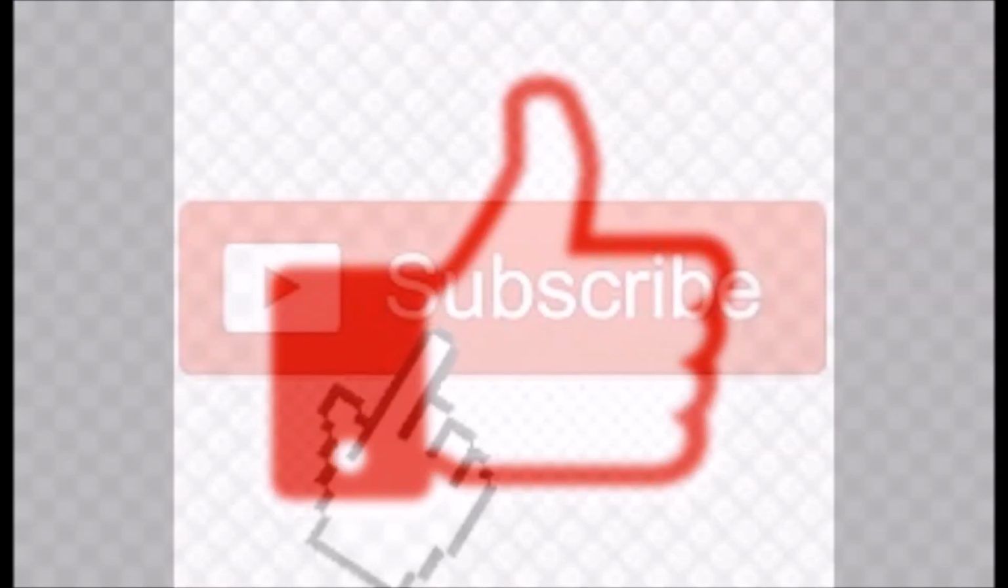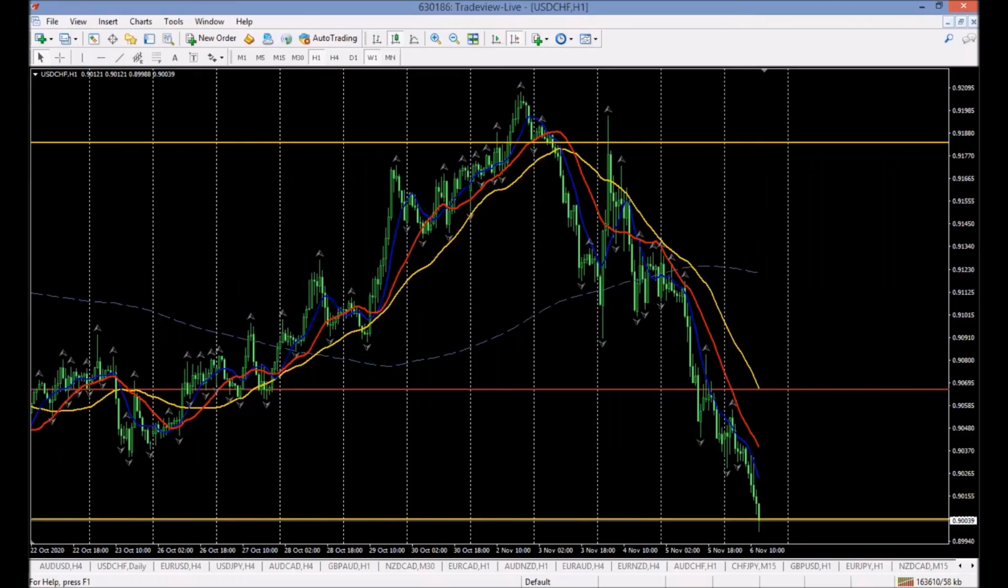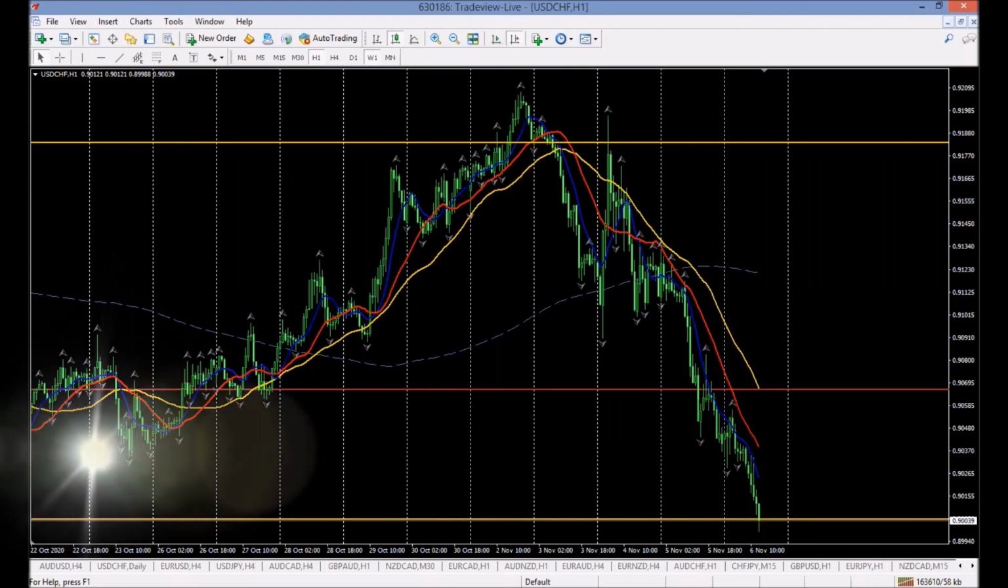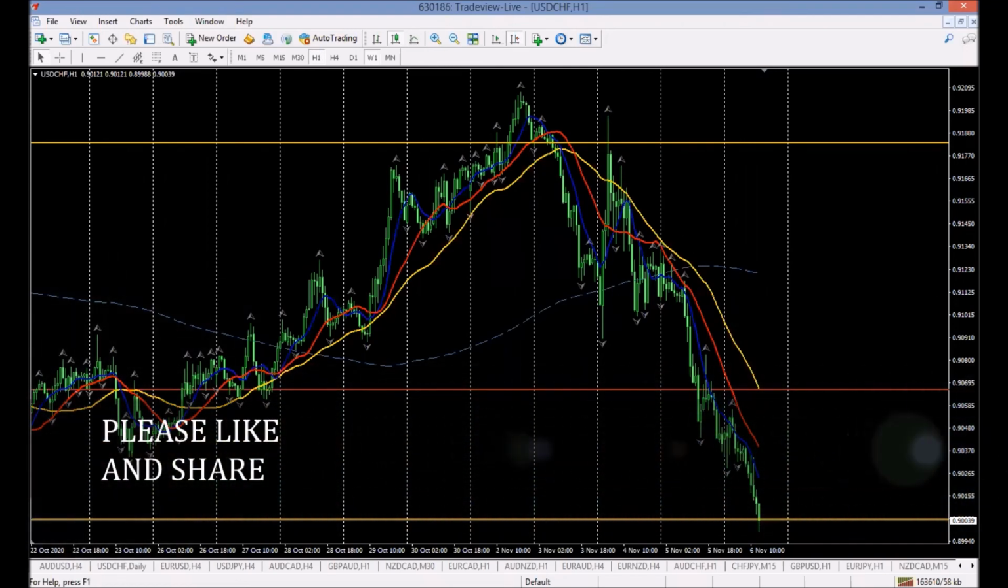By the way, this is useful also to do with the euro dollar, the dollar yen, all the dollar pairs, because it's the American election. So the dollar is the one that's in play.